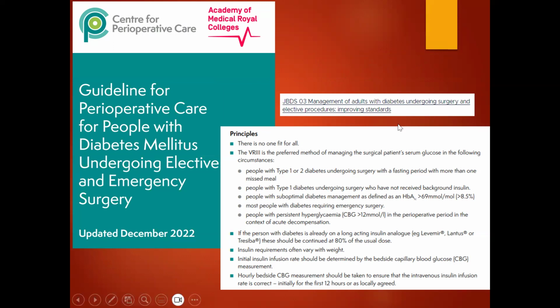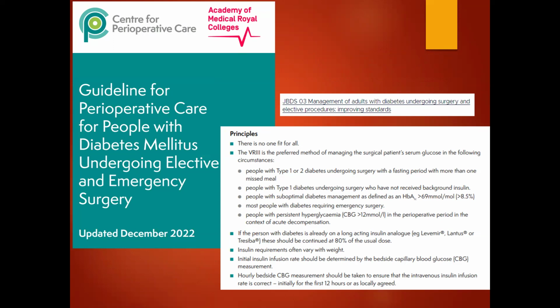The basic principles are extremely important. There is no one size fits all. The variable rate intravenous insulin infusion is the preferred method for managing the surgical patient's glucose in the following circumstances. Each and every statement is very important here, and those are the options. They have tried to confuse with digits and numbers in this. So, people with type 1 or type 2 diabetes undergoing surgery with a fasting period of more than one missed meal. So that's clearly the answer here, which is D. People with type 1 diabetes undergoing surgery who have not received background insulin, but our patient had received background insulin.